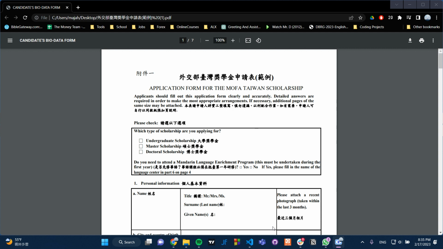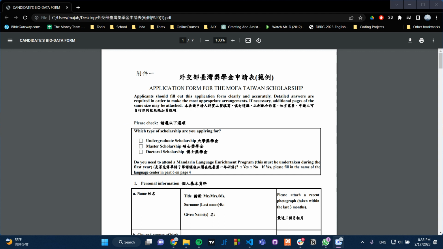So we'll be looking at the different parts of the form, and I have to say that we will not be going into details in terms of the study plan and the recommendation letter, or how they should look. I'm sure you can find samples online on how your study plan should look. So without wasting more time, let's just get into the form.